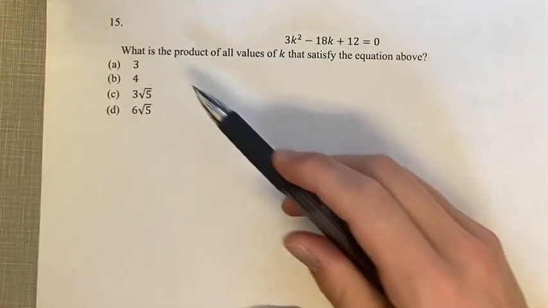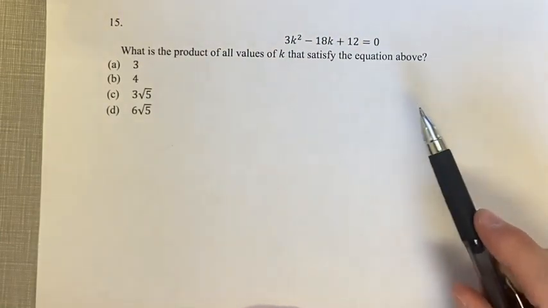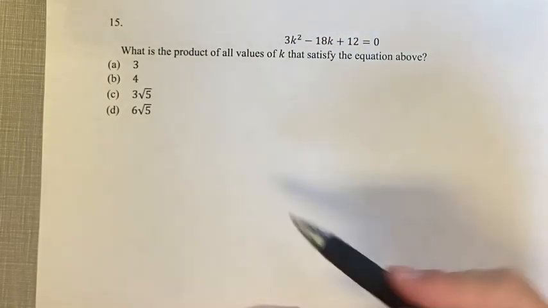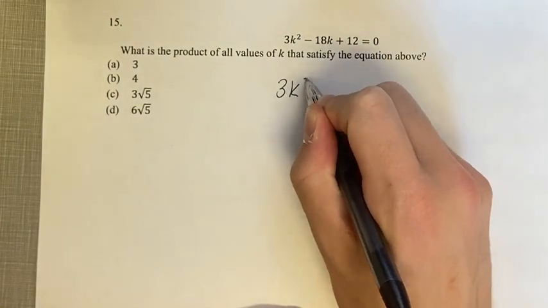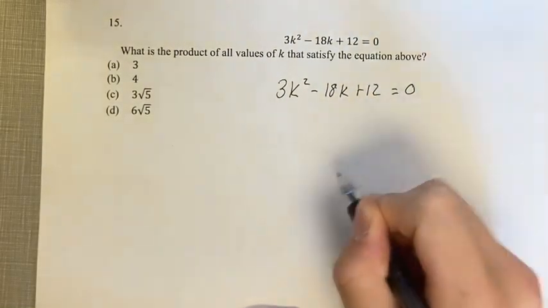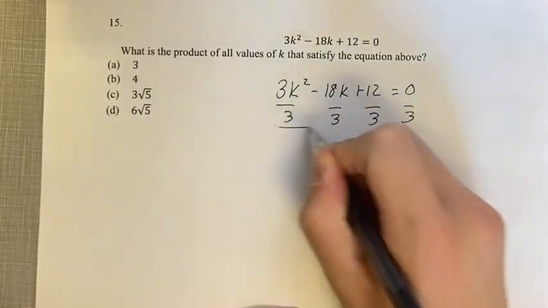In this problem, we're asked what is the product of all values of k that satisfy the equation above. The equation we're looking at is 3k squared minus 18k plus 12 is equal to 0. So taking this equation right here, the first thing we can notice is that we can divide everything in this equation by 3, so we'll just make our math a little bit easier.